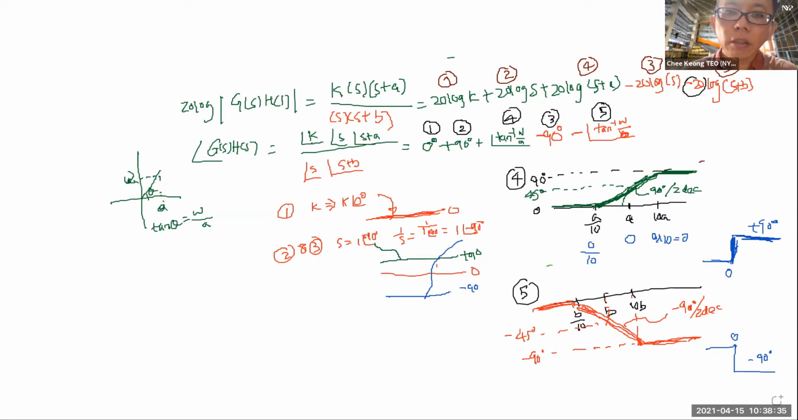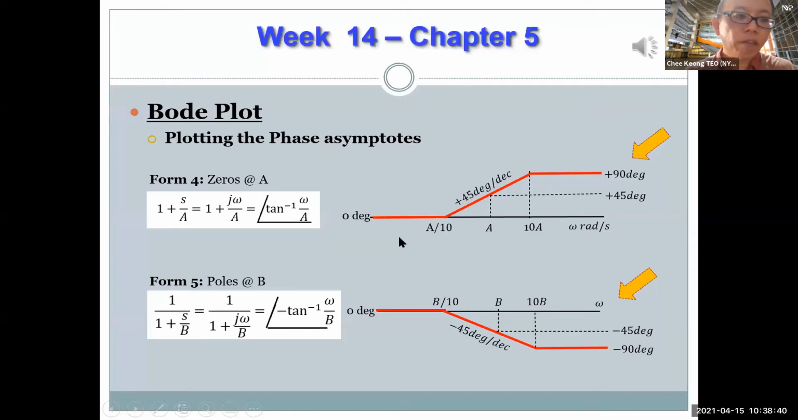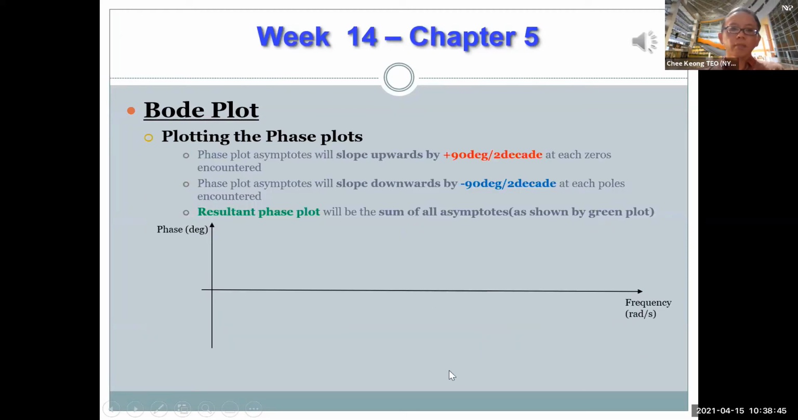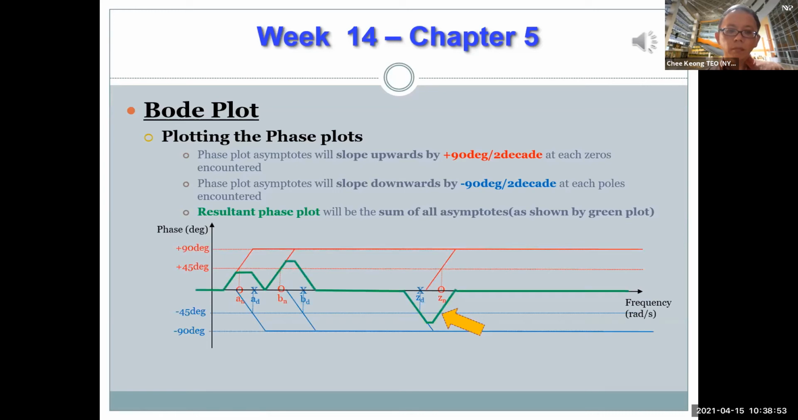Let me continue the lecture. Okay, so this is the 5 forms for the phase plot. And again, same thing. Using the 5 forms for all the phase asymptotes plotting, each asymptote can be drawn onto the phase plot. After that, summation is done on all the phase asymptotes to get the green solid line. Now, same thing. Final phase plot. So same thing, like the gain plot, if you put each of these asymptotes onto the graph, what you finally need to do is to add all of them up.